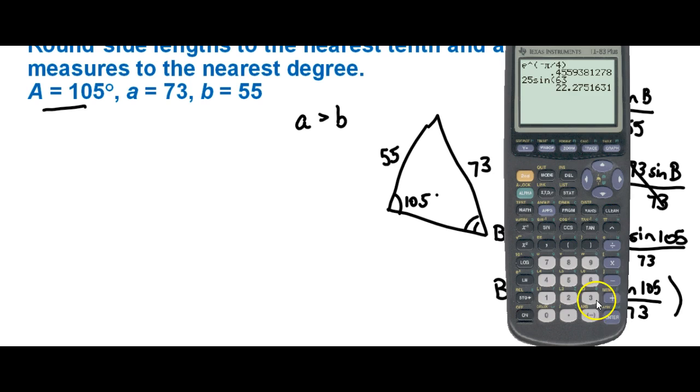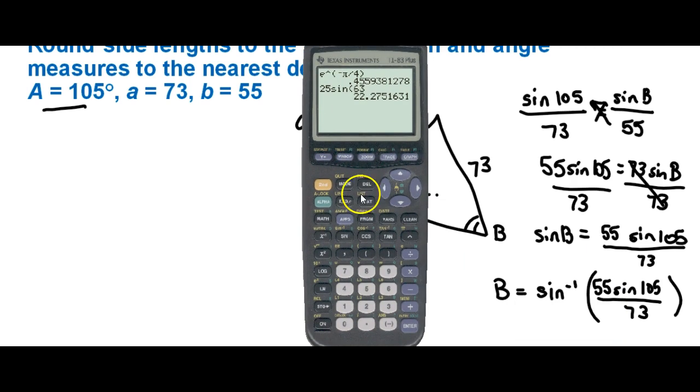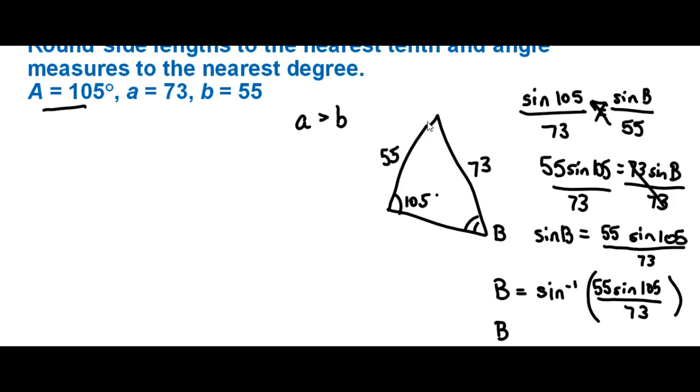So let's put that all into the calculator. B is equal to the inverse sine of 55 sine of 105 divided by 73. Make sure all your parentheses are closed. Sorry, I had to retype that because I forgot the extra 5. It's 55 sine of 105. So my B angle ends up being 46.7 degrees. So that's what this angle is here.